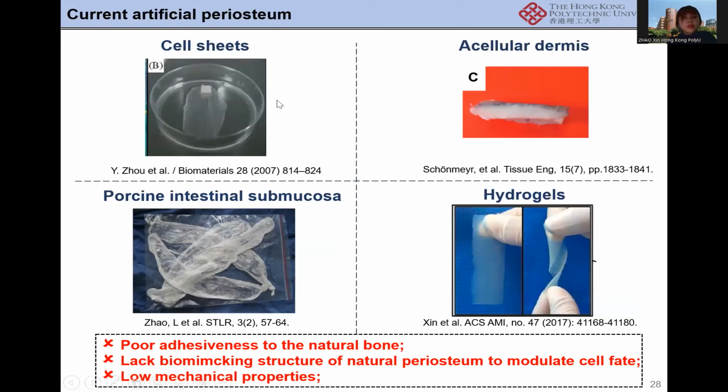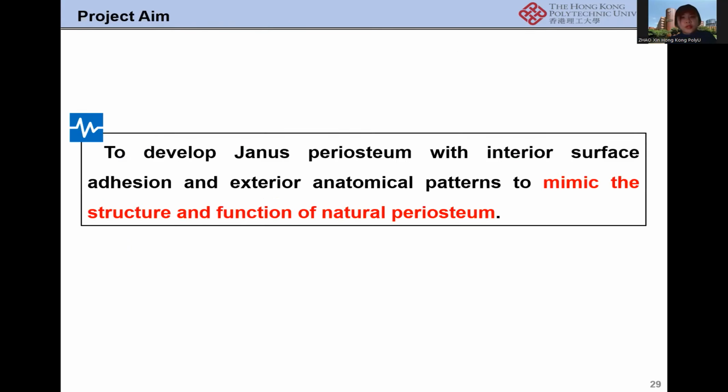So this is the current artificial periosteum. Most of them are made of cell sheets and porcine intestinal mucosa, and some of them are made of hydrogel. One thing is, if you look at the figure, these normal artificial periosteum are mechanically not strong enough, and they also lack the mimicking structure of the natural periosteum. So what we do is try to make a periosteum which can mimic the structure and also the function of the natural periosteum.